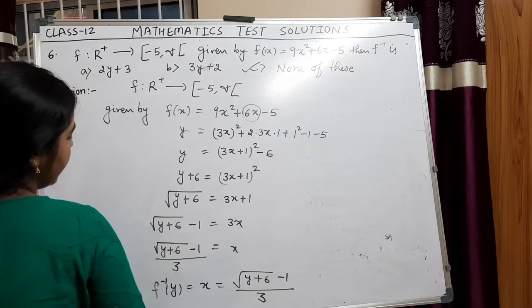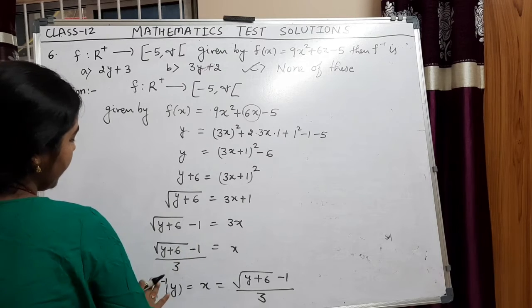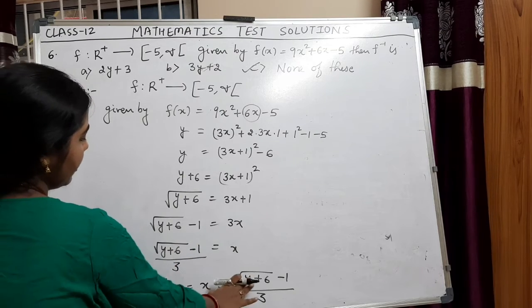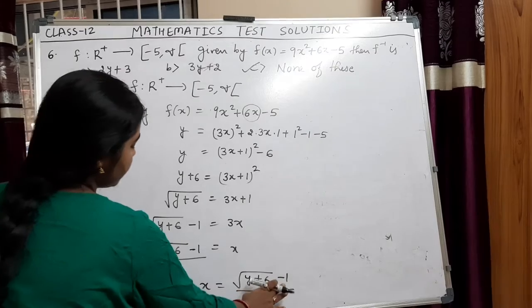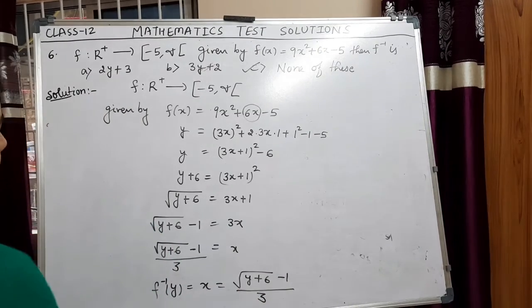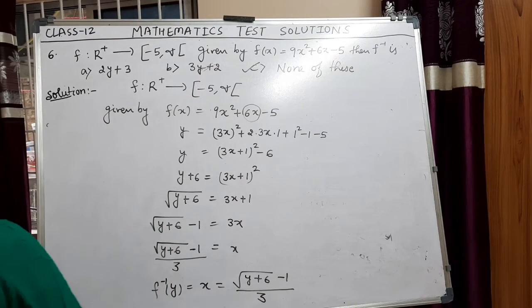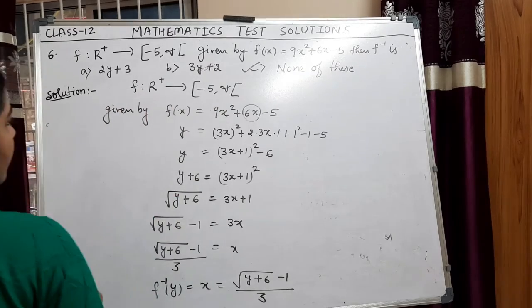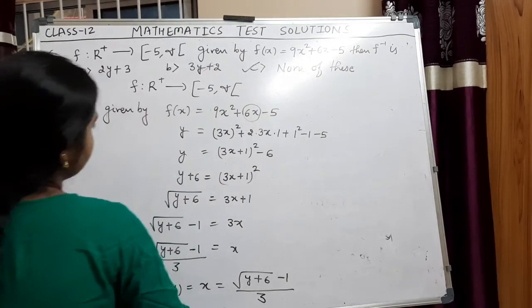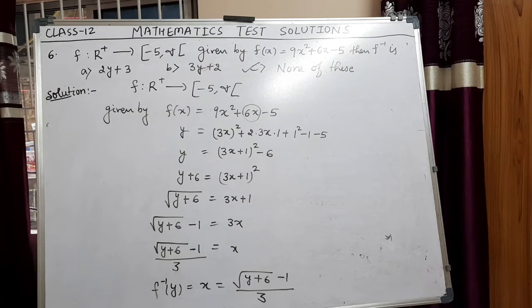root over (y plus 6) minus 1 is equal to 3x, and after that the x value is root over (y plus 6) minus 1, whole divided by 3. So this is our answer, but here in the options this answer is not given, so we can write none of these. This is the correct option.